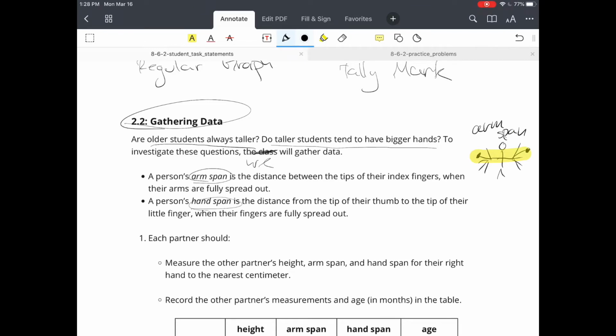Your hand span is the distance from the tip of the thumb to the tip of the little finger when the fingers are fully spread out. So if you have a hand, that's beautiful, okay? If that's your hand, you have the tip of the little finger, that's this one right here, and you have the thumb. Once again, this will be your hand span.